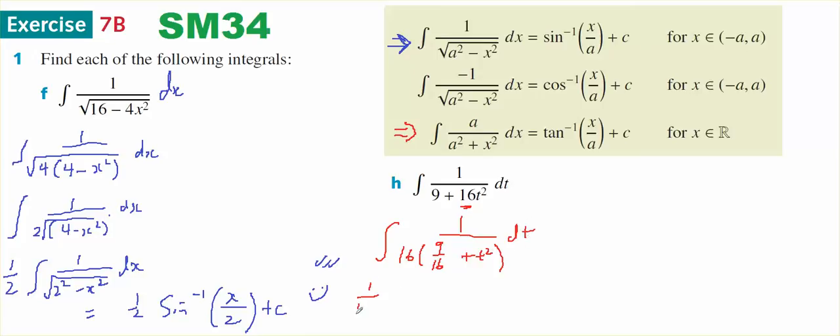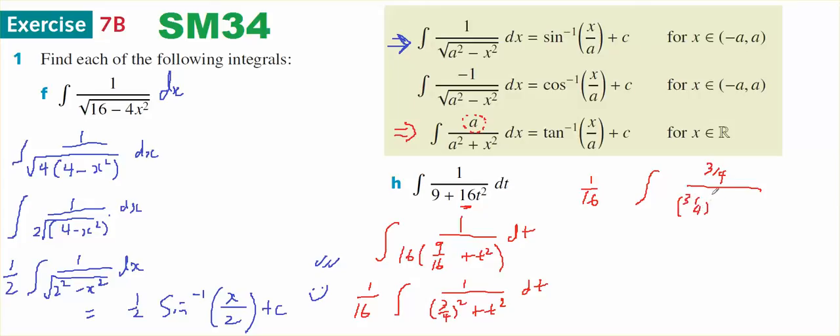So I've got a 1 on 16 integral 1 on top of 3 on 4 all squared plus t squared dt. Because a is squared, a must be 3 on 4, so when it's squared it becomes 9 on 16. Since I need an a in the numerator, I need 3/4 there. So I've got a 1 on 16 integral, I need 3/4 over 3/4 squared plus t squared dt.